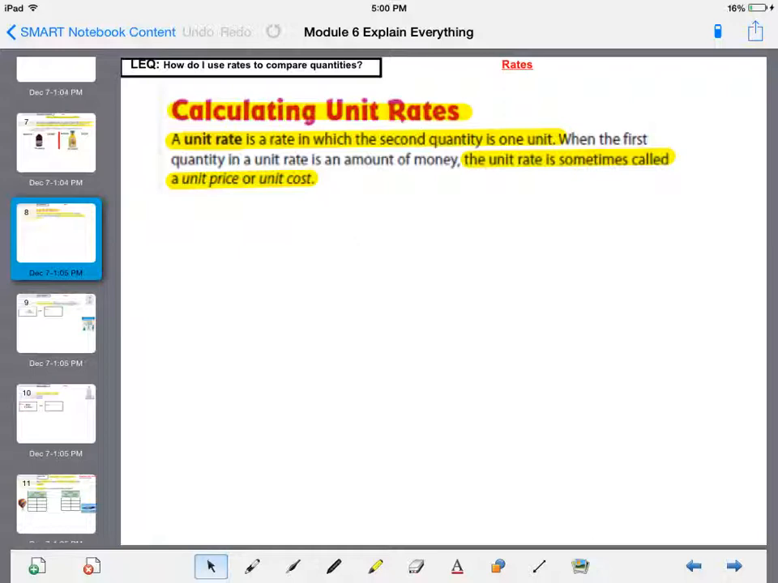This slide just recaps what we have discussed regarding calculating unit rates. A unit rate is a rate in which the second quantity is 1 unit. So we refer often to the unit rate as either a unit price or unit cost. And the best way to remember this is unit comes from uno, which means 1. So we want to find out how much we're paying for each one.